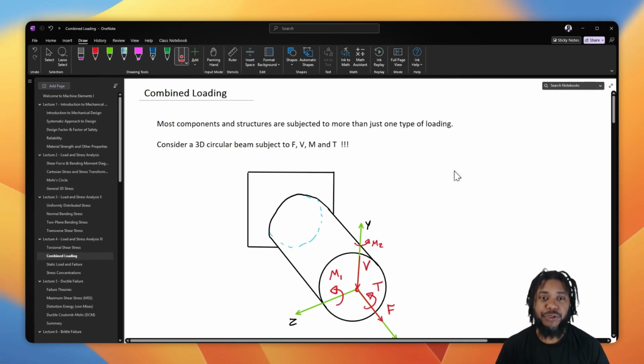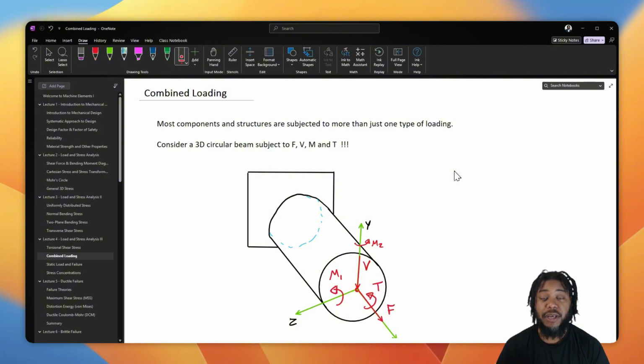All right. So thus far, we've covered many of the different types of stress that are applied to a body. And today we're going to learn about combined loading. What happens when we have a complex geometry and that geometry is subject to many different types of loading, right?